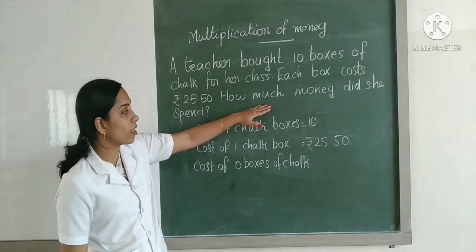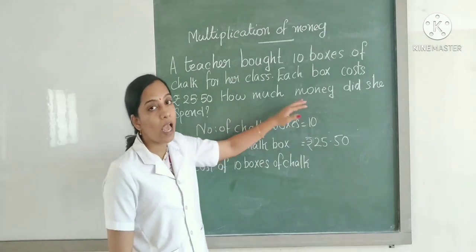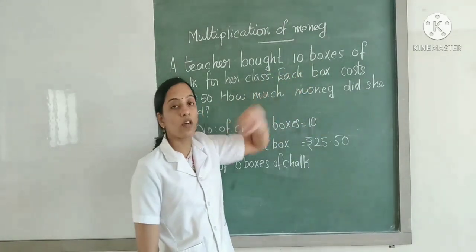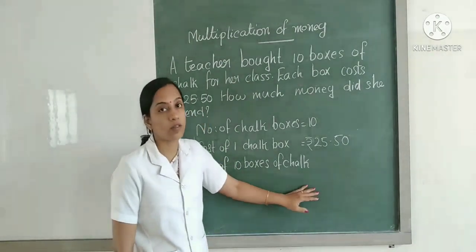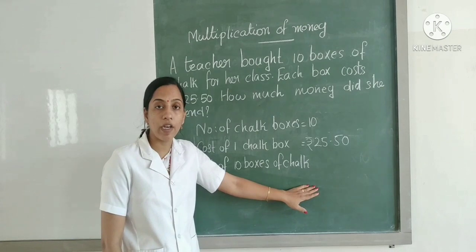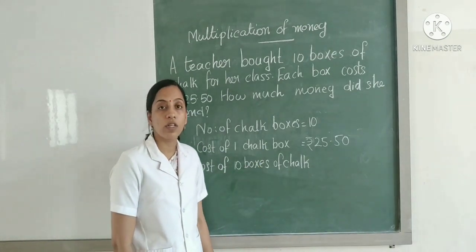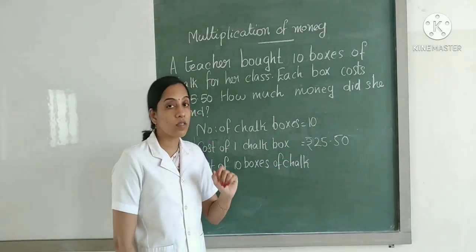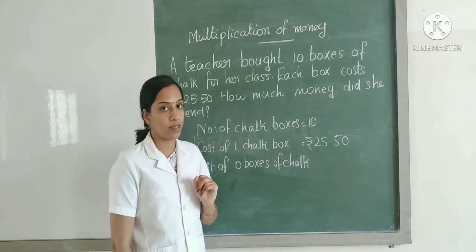See, here we have to find out how much money did she spend. That is the total amount she spent for buying 10 boxes of chalk. So let us write the cost of 10 boxes of chalk. That is, we have to find out the cost of 10 boxes of chalk. How do we find out? Yes, here we have the cost of one box of chalk and the total number of chalk boxes.